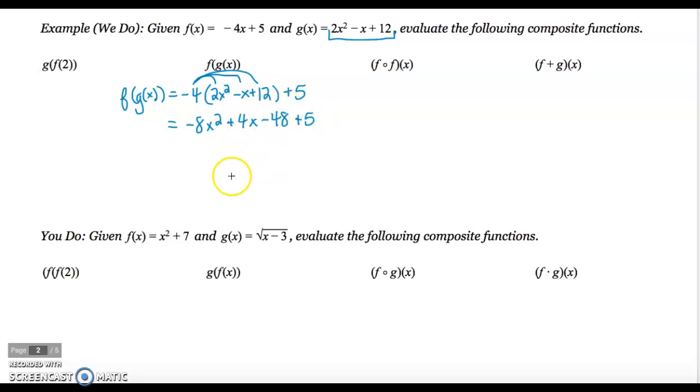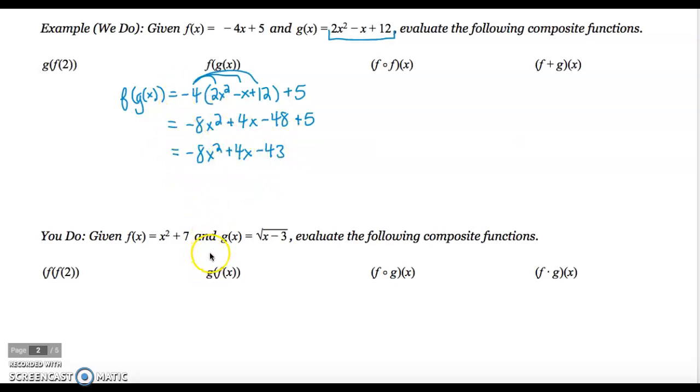So now we ask ourselves, can I simplify any more? Are there parentheses I have to deal with? No. Are there like terms that I could still combine? Absolutely. Here's a -48 and here's a 5. Those are constants that I can go ahead and combine. So I have -8x squared, nothing changed about that. I have 4x, nothing changed about that, and I have -48 plus 5, which gives me -43. And then, can I simplify any more? Do I have any parentheses? No. Do I have any like terms I can combine? No. Okay, so that means I'm done.